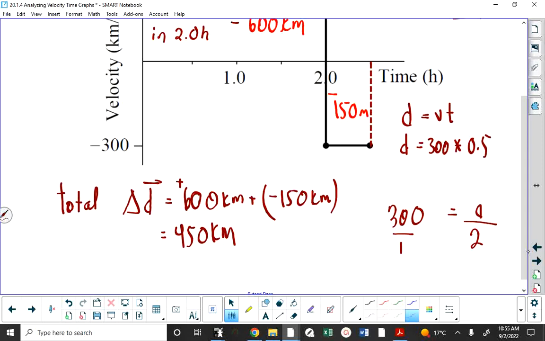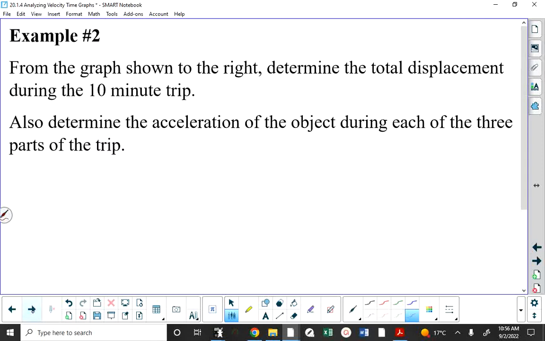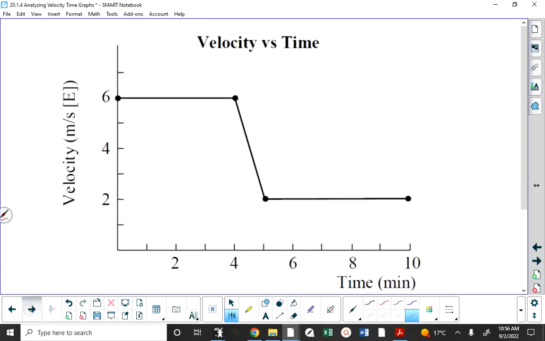Now, what if we take a look at the second example: determine the total displacement during the 10 seconds. That's pretty weird. Let's do this in pieces. I would like everybody to determine the displacement in the first 4 seconds. It's moving at 6 meters per second for 4 seconds. This is not a difficult calculation.